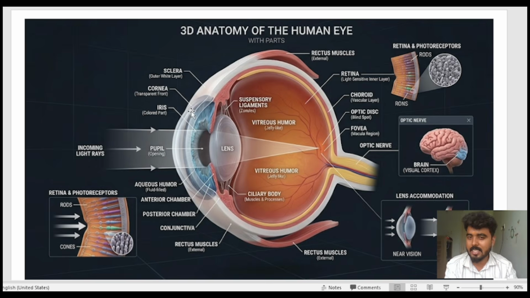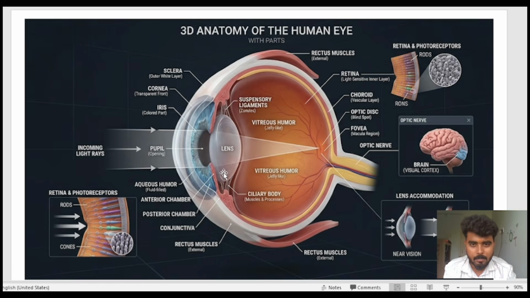The next layer, what is the next layer? The liquid-like substance is called the aqueous humor. Then you can see a feather-like structure here. This blue feather-like structure is called the iris. After that, you can see a black dot. This black dot represents the pupil. It is commonly known as the window of the human eye, or the opening of the human eye.